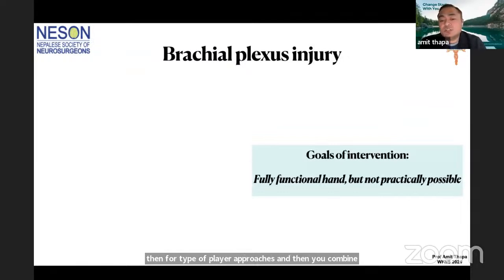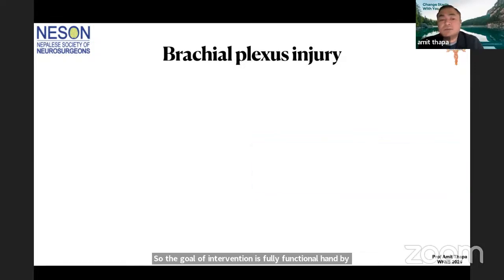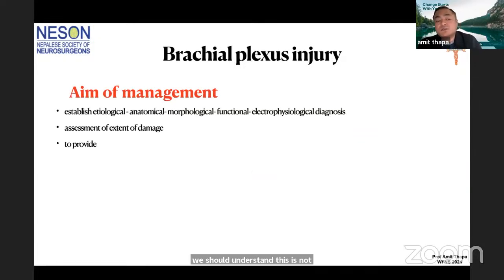So the goal of intervention is a fully functional hand, but we should understand this is not practically possible. So what we are trying to do is, first of all, establish the etiological, anatomical, morphological, functional, and electrophysiological diagnosis. It is just like going to war. We need to know the enemy completely, and then we have to assess the extent of the damage.